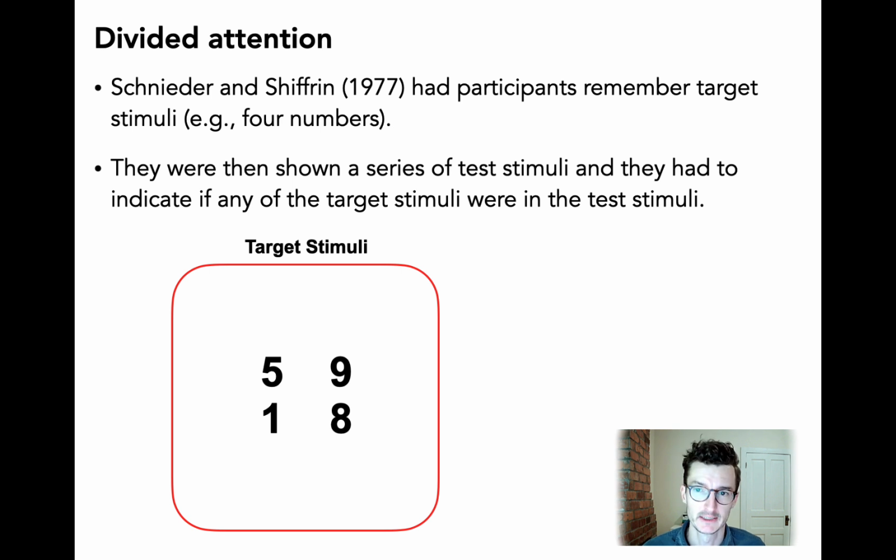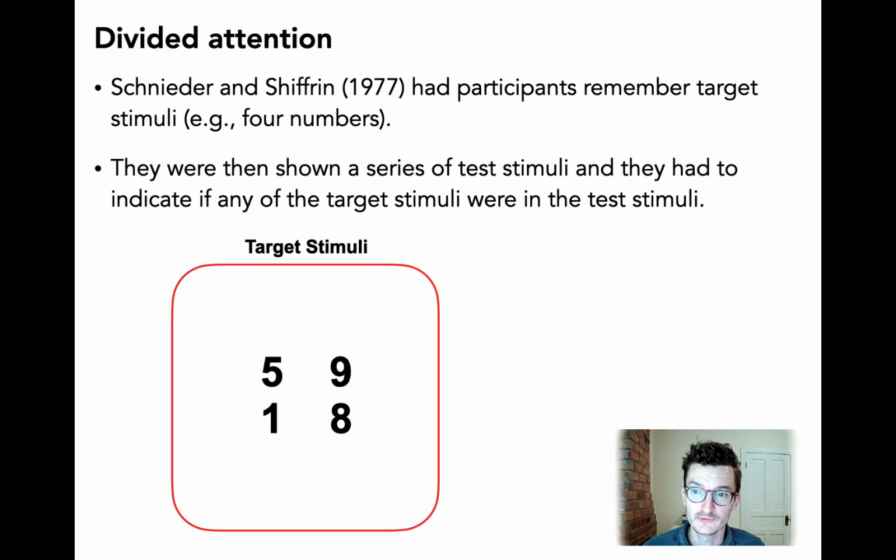How good are we at dividing our attention? Well, this was studied by Schneider and Shiffrin in the 1970s, and they developed this task where they had participants remember target stimuli, so 4 numbers. You can see them on your screen now, 5, 9, 1, 8. And then they were shown a series of test stimuli that consisted of both numbers and letters. And these test stimuli were flashed on the screen very, very quickly.